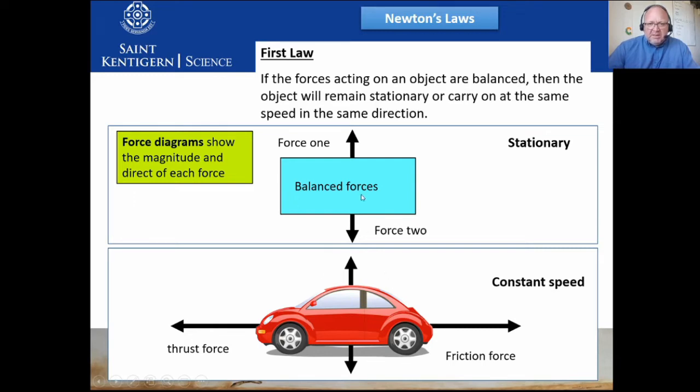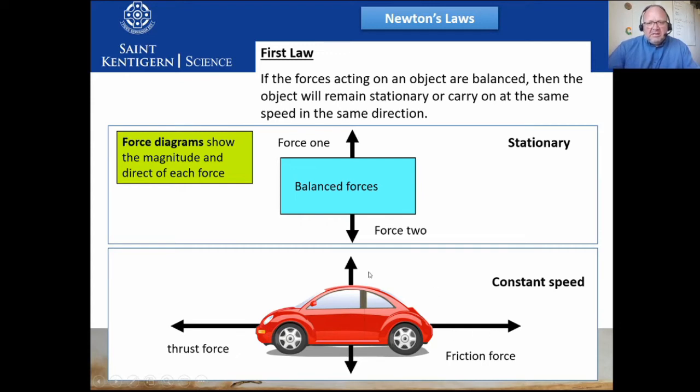Or something that does something at a constant speed will keep on doing that unless there is an unbalanced force on it. So, if this car is driving at exactly 100 kilometers per hour at a constant speed, the thrust from the engine will be equal to the friction of the wheels, the friction of the air, friction in the bearings, everything. Because this thrust force is not overcoming the friction force.